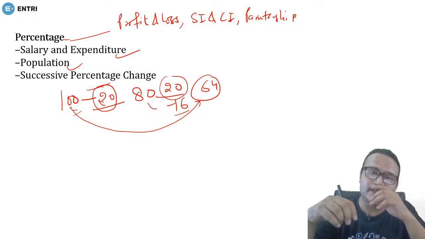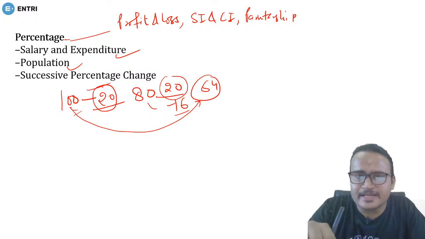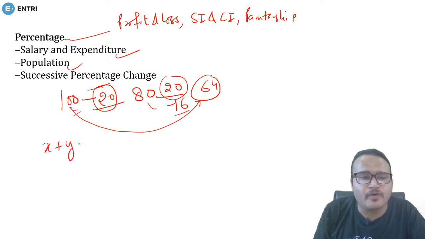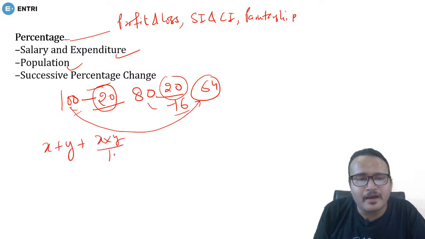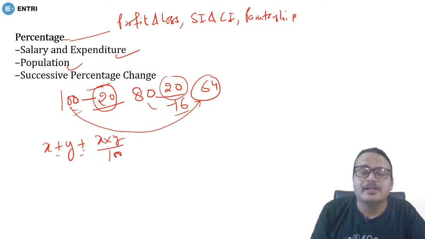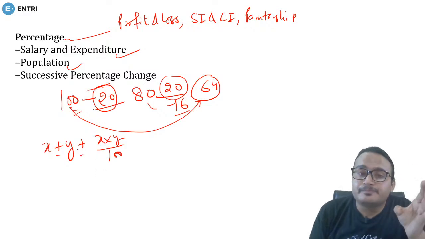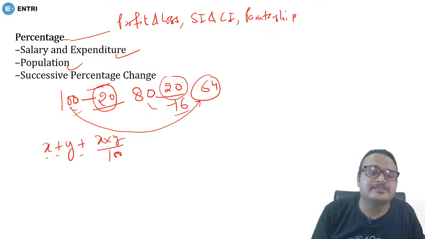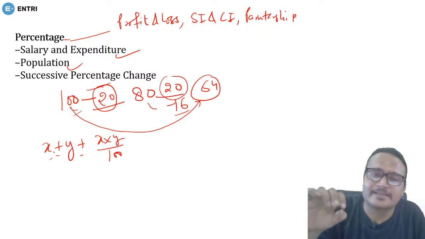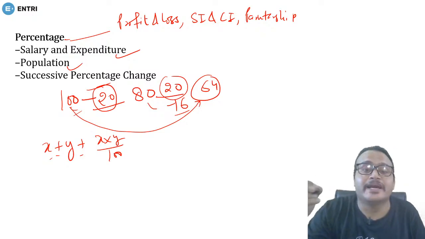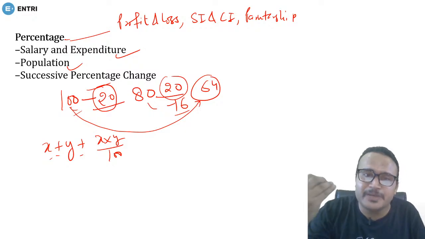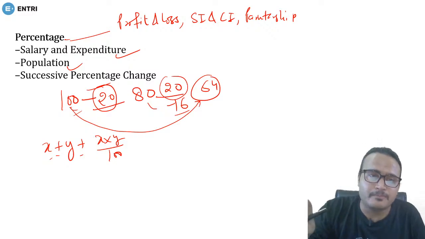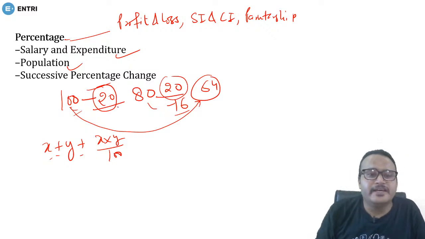Or you can do the calculation like this, or you can adopt a formula. A formula is also there: x plus y plus xy divided by 100, where x and y are nothing but the successive percentage changes separately. If there is a positive successive percentage change, then we need to take the values of x and y as positive, and if it is negative, that means if the certain number is being decreased by a certain percentage, then we need to take that value with a minus sign.